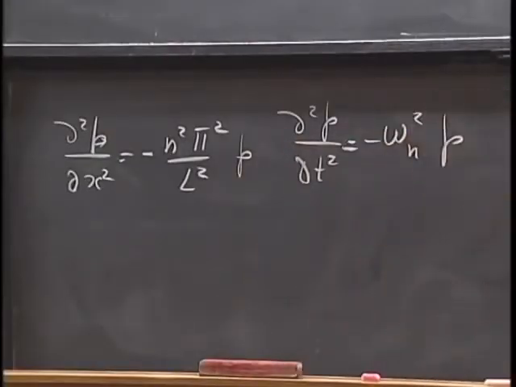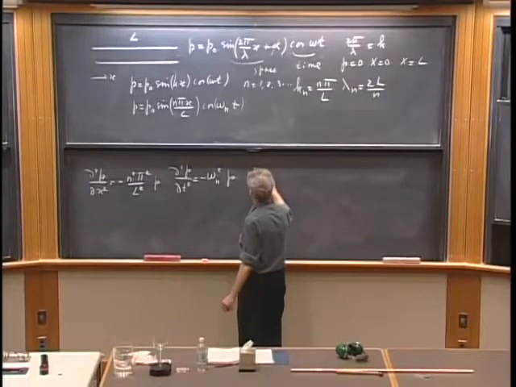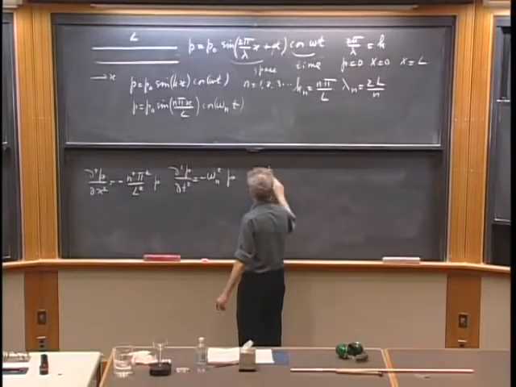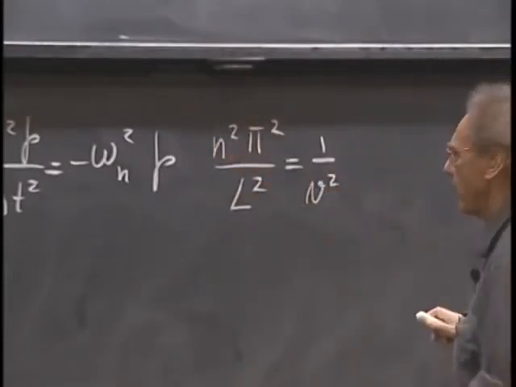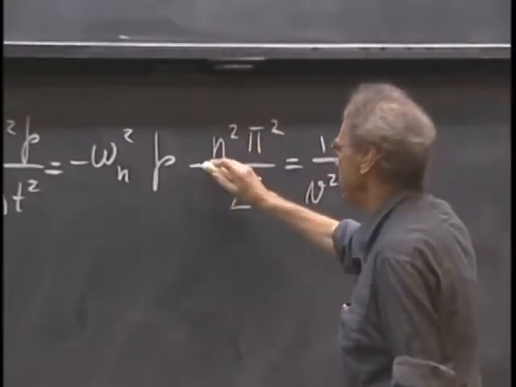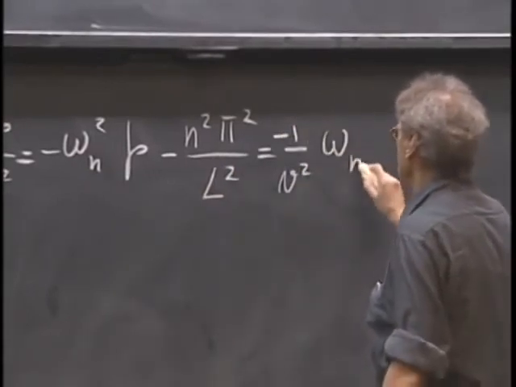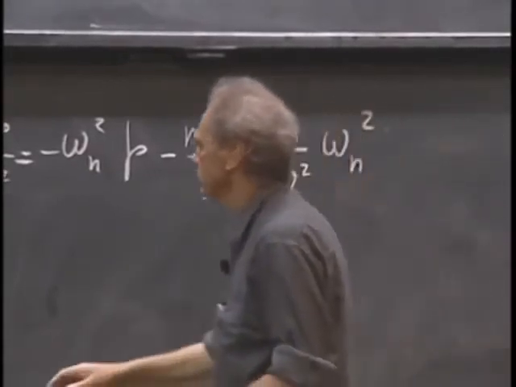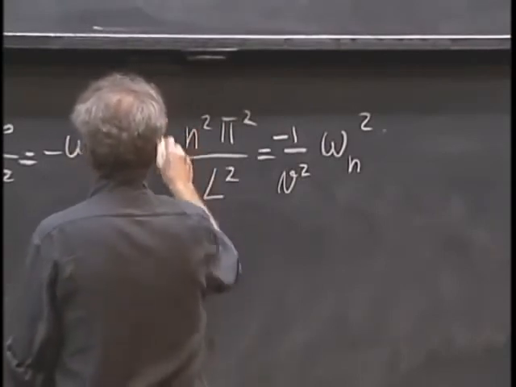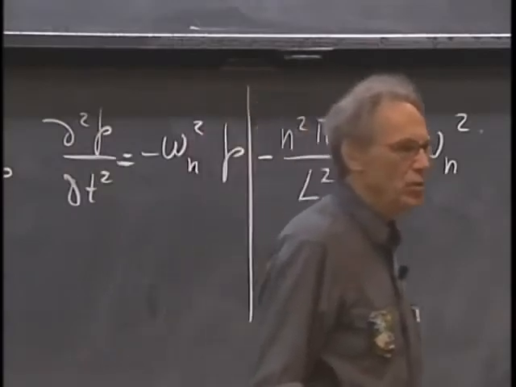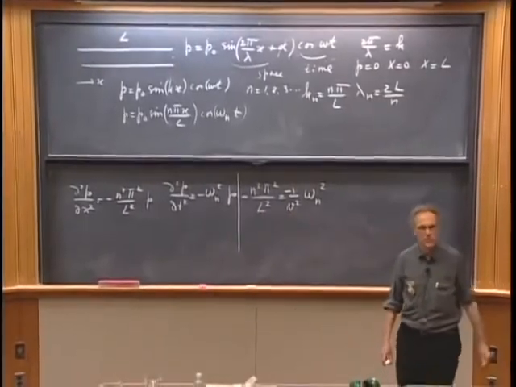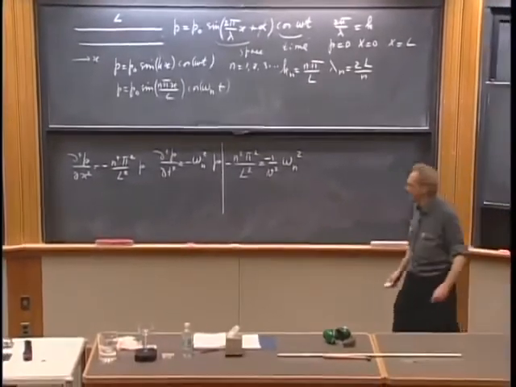And now we are in business, because now the wave equation will tell us the connection between the two. It tells us that n squared pi squared divided by L squared is now 1 over v squared, that is the 1 over v squared that I have there, and there's a minus sign here and a minus sign here, times omega n squared. So this is now connected, and you see the solution for omega n is being presented to you on a silver plate.